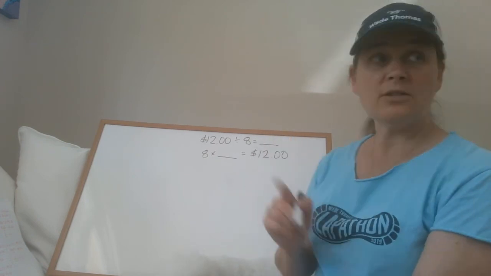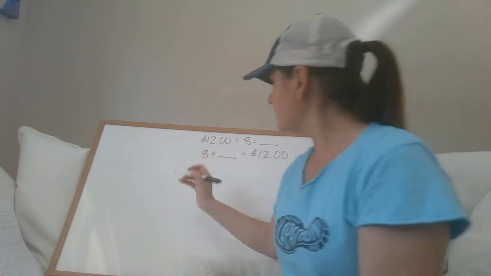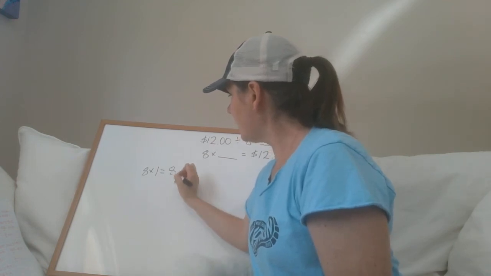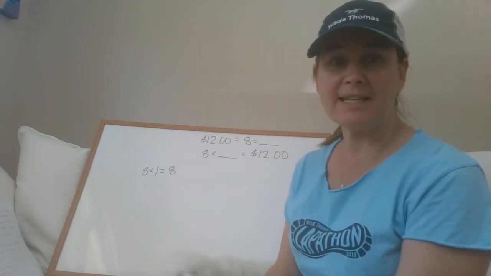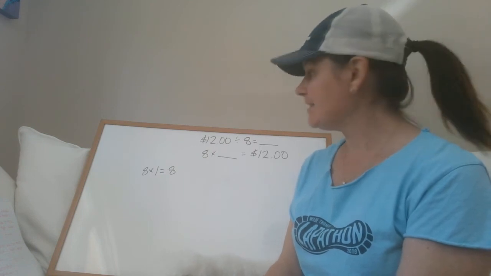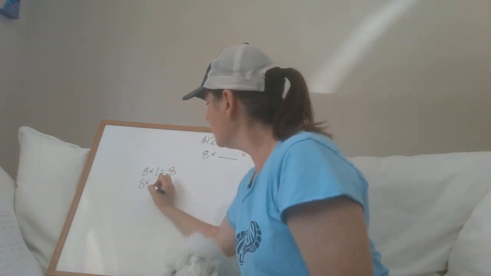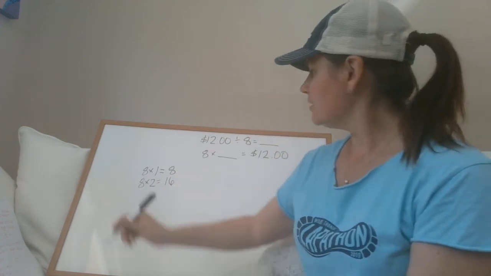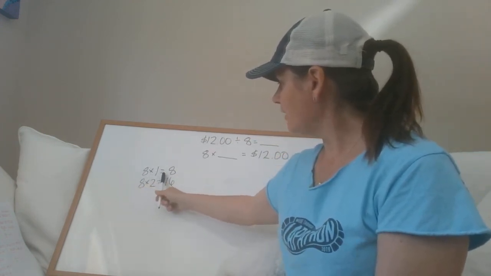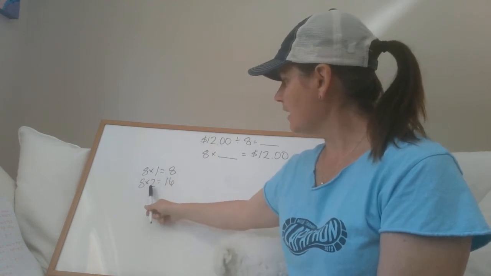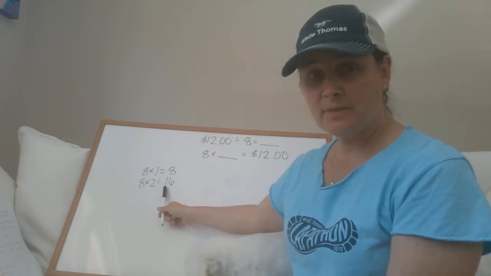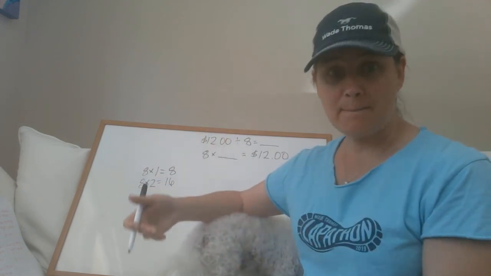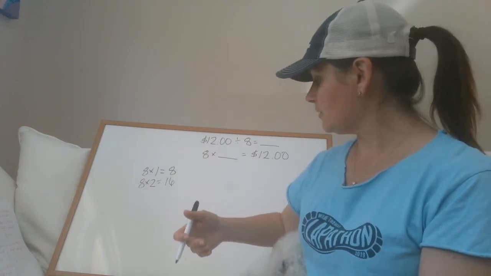Okay, one strategy you could have done is you could have said, I know that 8 times 1 equals 8. So if everybody gave $1, we'd be up to $8. Now 8 times 2 would have given you 16. So that's too much. So 8 times 1 is too small. 8 times 2 is too big. So it's going to have to be somewhere in between 1 and 2. And remember, when we're talking about money, we can use decimals.